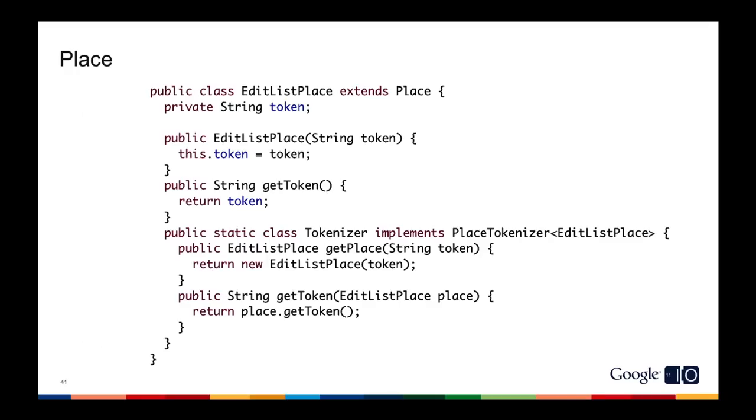That's basically it for places. It's very simple. It is a little bit of boilerplate. It would be nice if we would generate these tokenizers automatically, and you can expect to see future work related to that down the road. Some of the other frameworks like GWT Presenter use annotations and then GWT generators in order to take care of this for you, and it would be nice if we did something similar in GWT.